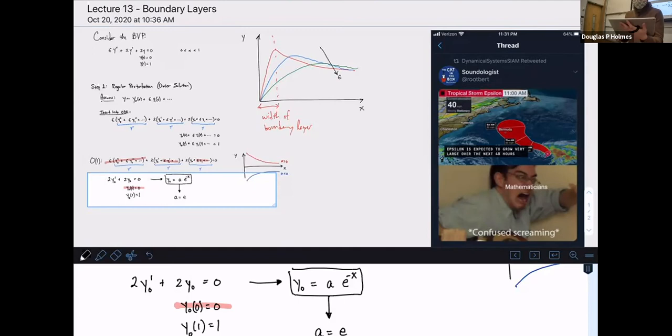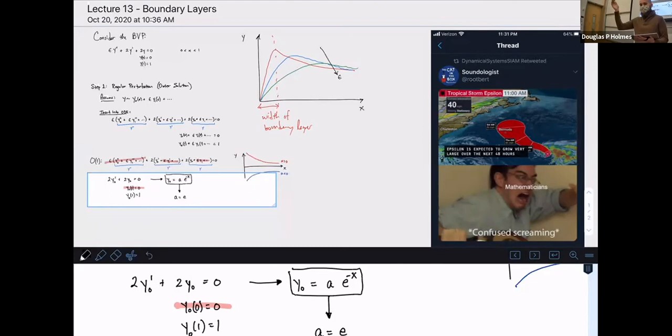So the only evaluation we can apply is that at x is equal to 1, we expect the value of y, and in this case, part of our guess of our solution, y naught, to be equal to 1. And by forcing that to be the case, we find that a is equal to e, where e is the exponential, 2.41.